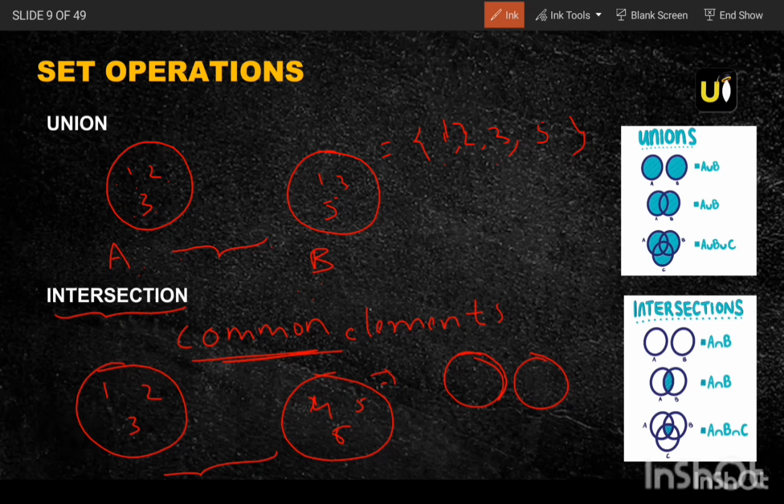For example, let us consider the previous sets {1, 2, 3} and {1, 3, 5}. Here 1 and 3 are the common elements for both the sets. So the intersection is represented as {1, 3}. This represents the intersection of the two sets.